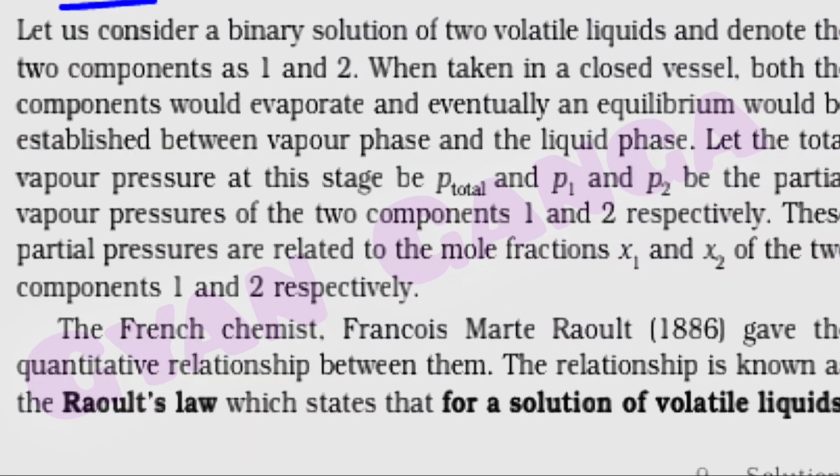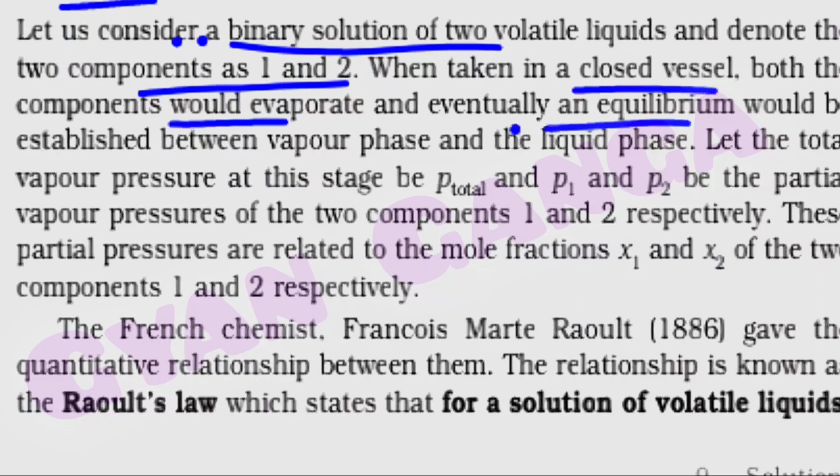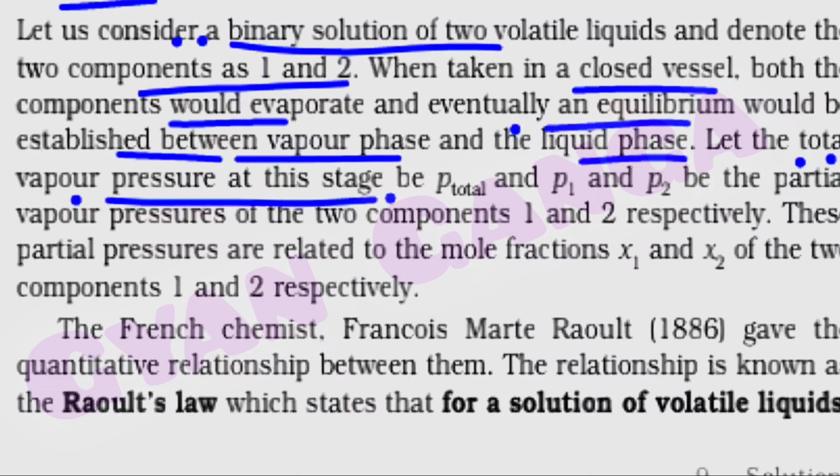Vapor pressure of liquid in liquid solution. Let us consider a binary solution of two volatile liquids and denote the two components as 1 and 2. When taken in a closed vessel, both the components would evaporate and eventually an equilibrium would be established between the vapor phase and the liquid phase. Let the total vapor pressure at this stage be P total, and P1 and P2 be the partial vapor pressures of the two components 1 and 2 respectively.